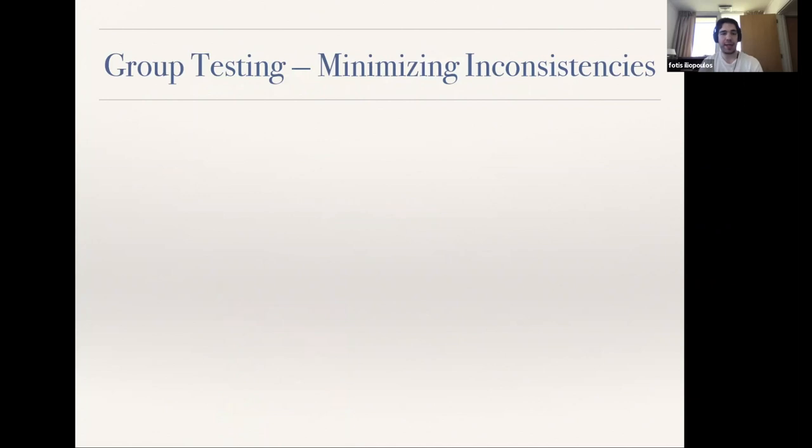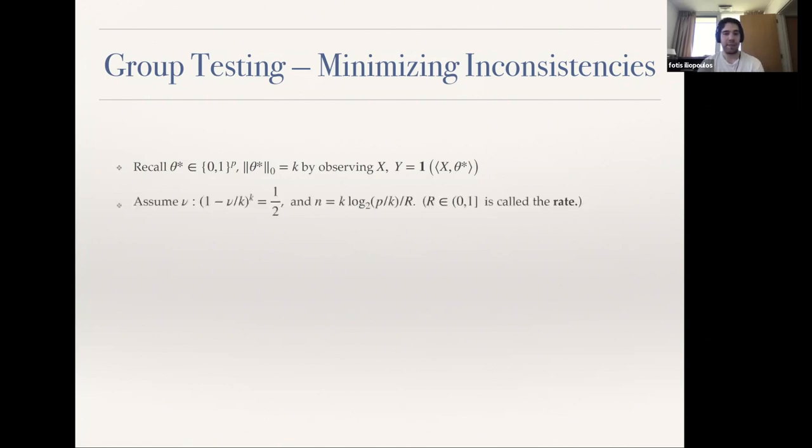So now let's again see things a bit more formally using the notation that I established earlier. Recall that what we need to do is recover theta star by observing the test design matrix and the results. In particular, we assume that the value of nu satisfies that (1 - nu/k)^k is 1/2, and that the number of tests we are going to use is given by k log_2(p/k) divided by a constant R, which we call the rate. When the rate is one, this corresponds to the information theoretic threshold.